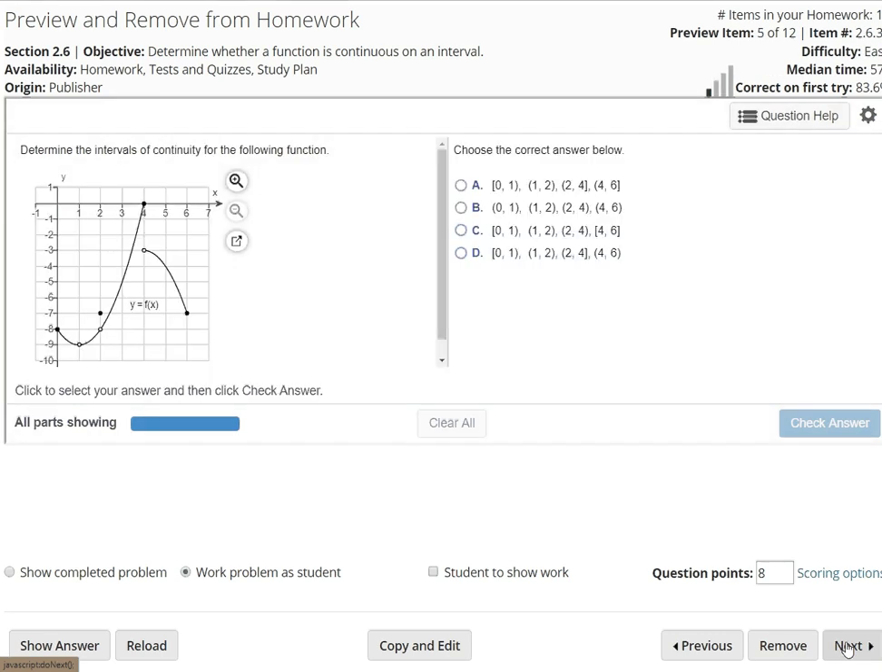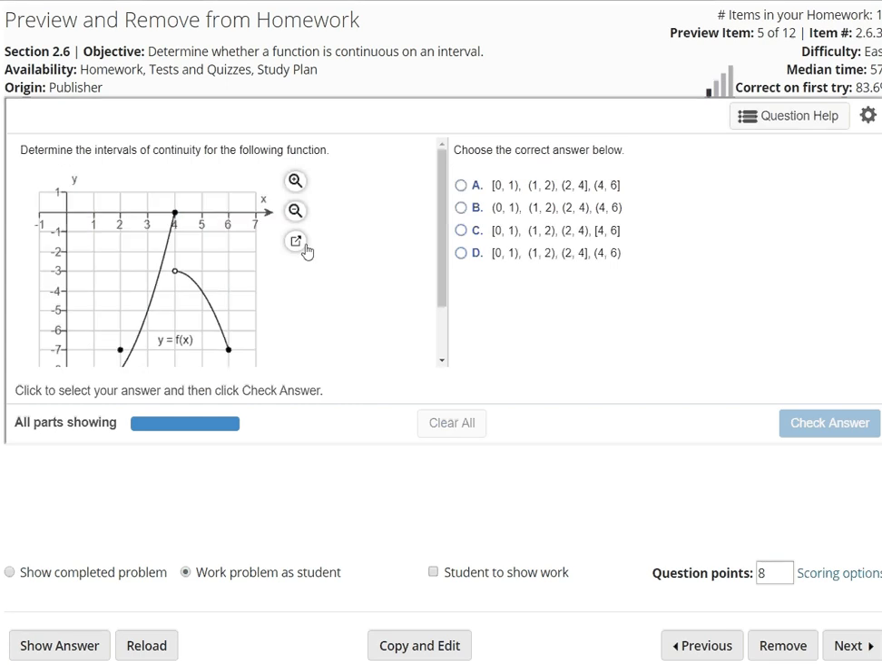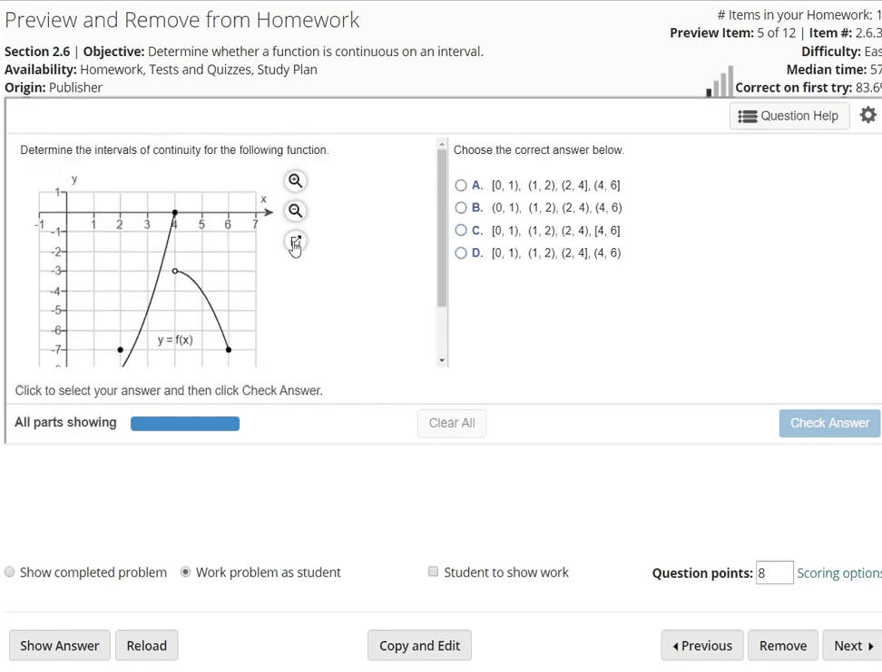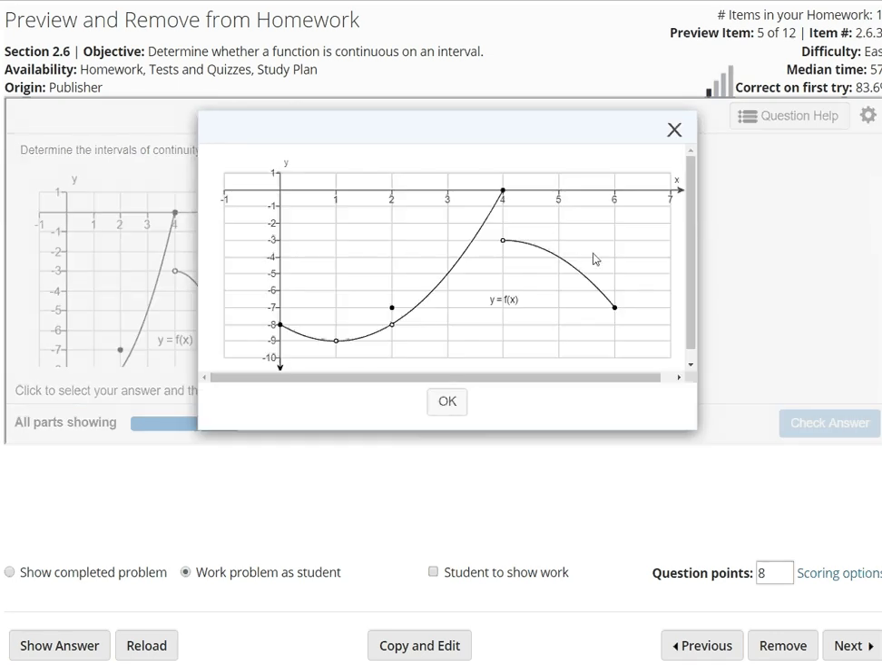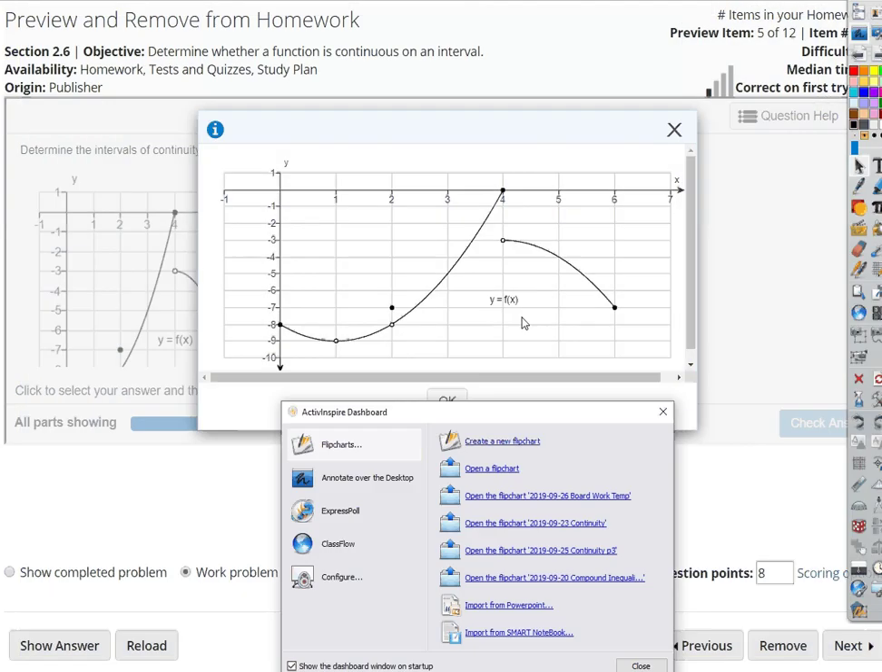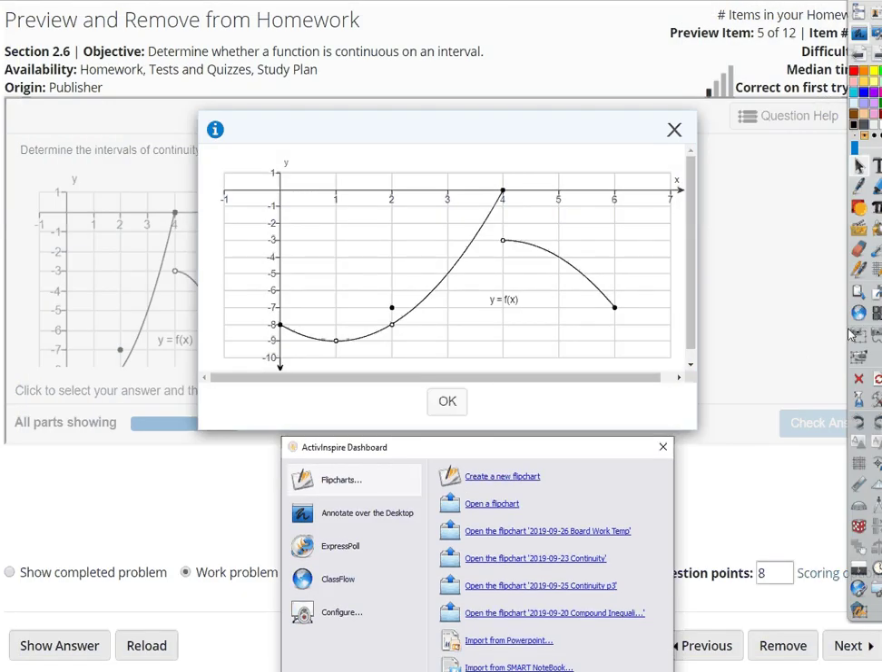Intervals of continuity. I'll tell you what, this is kind of a good one. This isn't a bad one. Let's just do this one. Hear me on this one, and then I won't force you to do any more of these if you don't want to. I liked this one. I thought this was a pretty good problem.